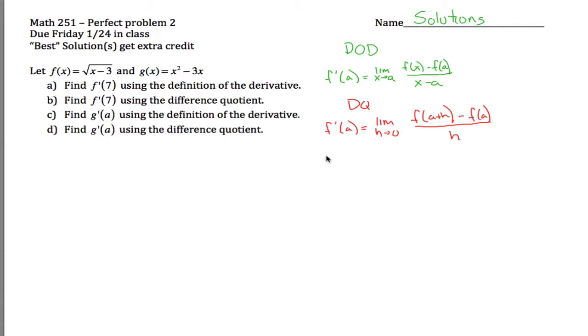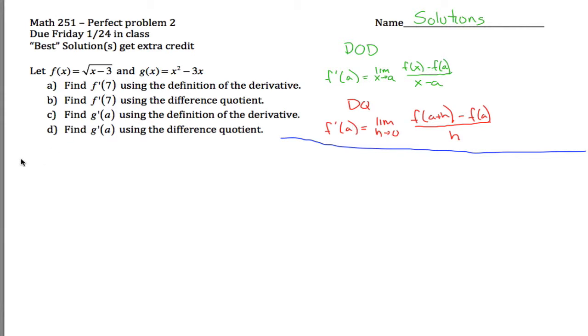All right, here are solutions to perfect problem 2 for Math 251. We're asked to find a bunch of derivatives. Kind of tells us how to find them. So for your reference over here, I wrote some formulas. The top one is the definition of the derivative. Bottom one's the difference quotient.